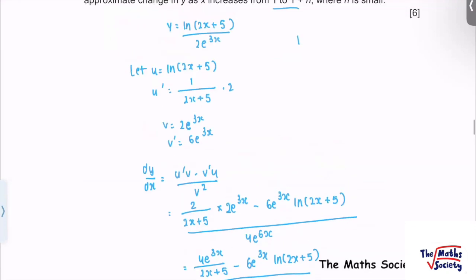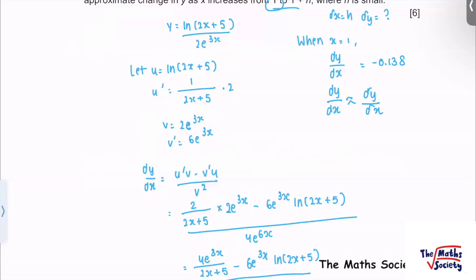So you have to find when x is equal to 1. For dy by dx, you just substitute 1 into it, which gives you minus 0.138. So you know that dy by dx is equal to change in y by change in x, and we want the change in y with change in x being h. So as usual, change in y equals minus 0.138h, and that is decreasing.